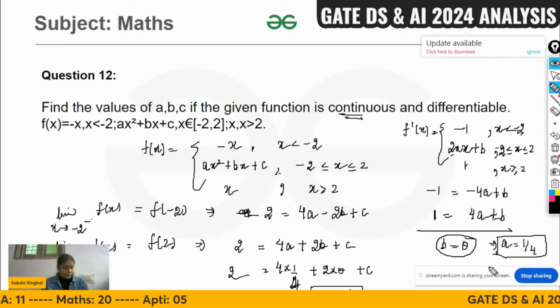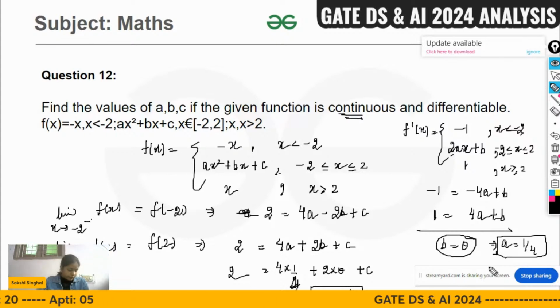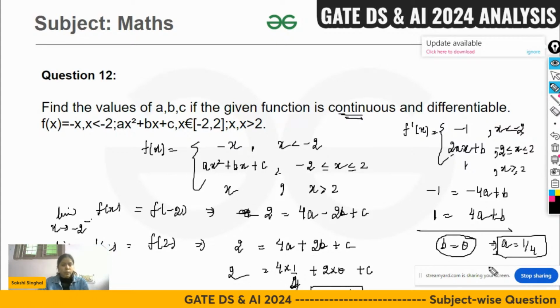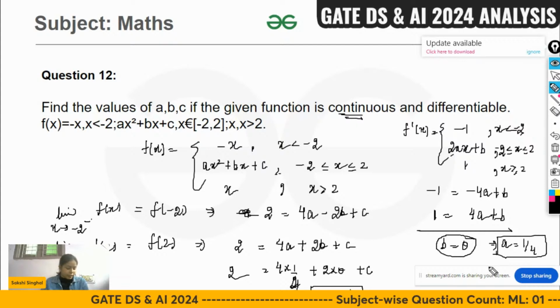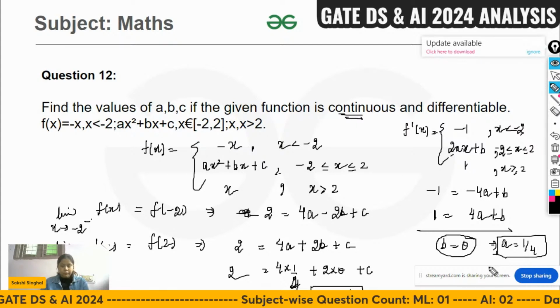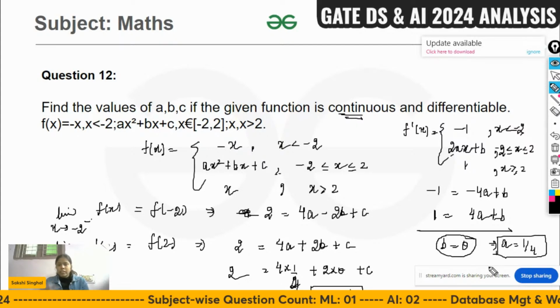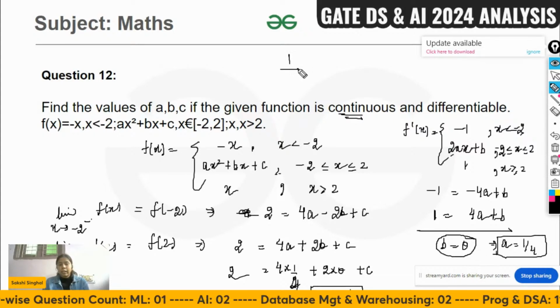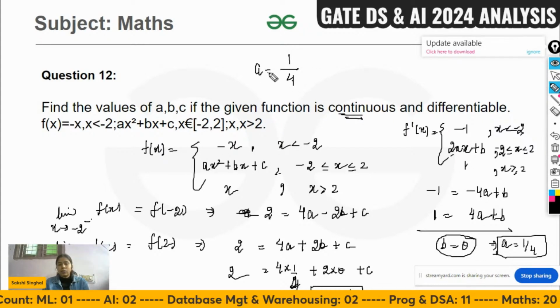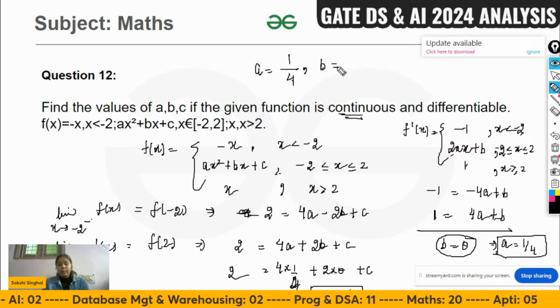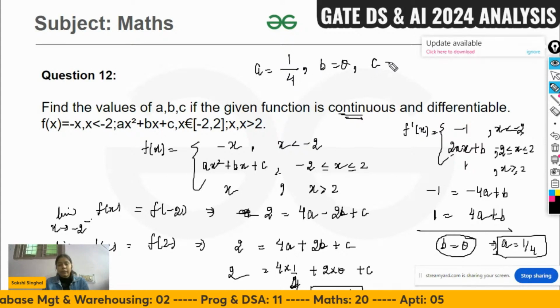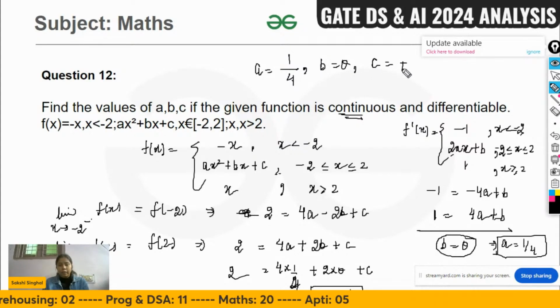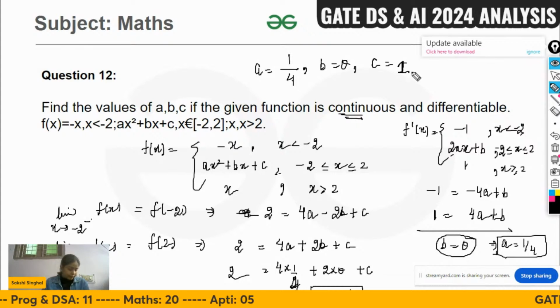Shalini, we already have solved this question, but thanks for sharing it. Just let me know, guys, how many of you got this answer. So the correct answer is the value of A is equal to 1 by 4, the value of B is equal to 0, and the value of C is equal to 1. Right? This is the answer.